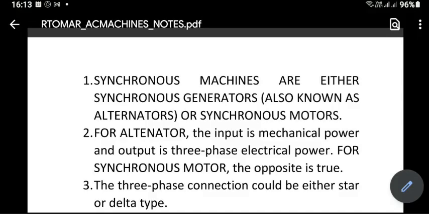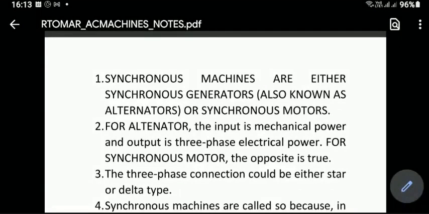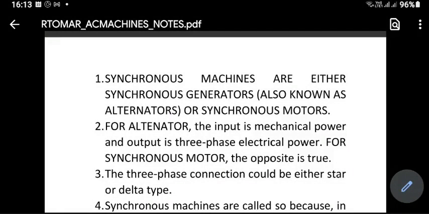Obviously, in case of an alternator, the input will be rotary mechanical power and the output will be three-phase electrical power. In case of a synchronous motor, it would be the opposite. The three-phase windings that are built on the stator can be either delta type or star type.